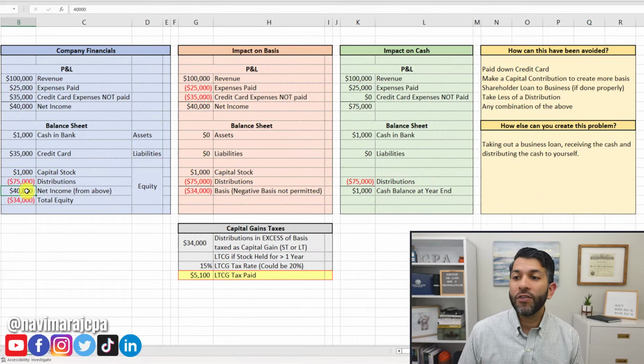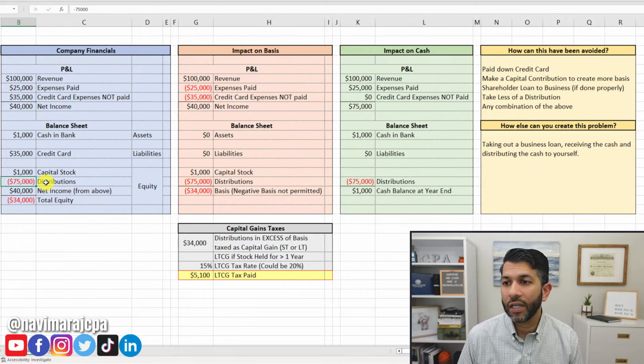You have $40,000 in net income, that's this number here, but you took $75,000 in cash out of the business. You took out $75,000 in distributions. Well, your total equity now is negative. You took out 75 grand, and so your equity in the business is now minus $34,000.